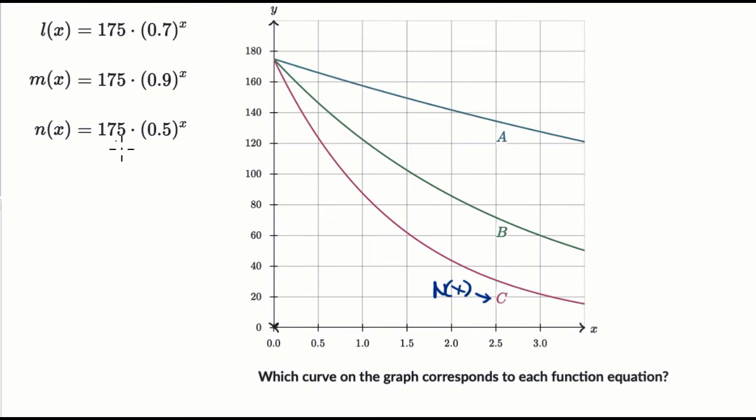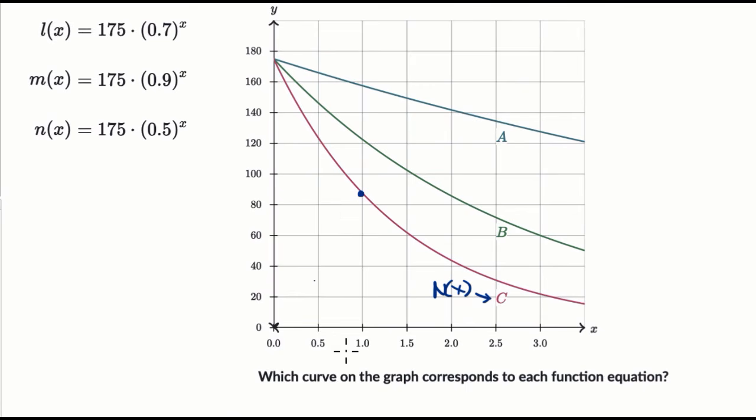And we can even validate that. When x equals 1, we're going to take 0.5 times 175. When x equals 1, 0.5 times 175 is indeed, what is it? 87.5. So it's going to be, and that looks indeed right where it is.